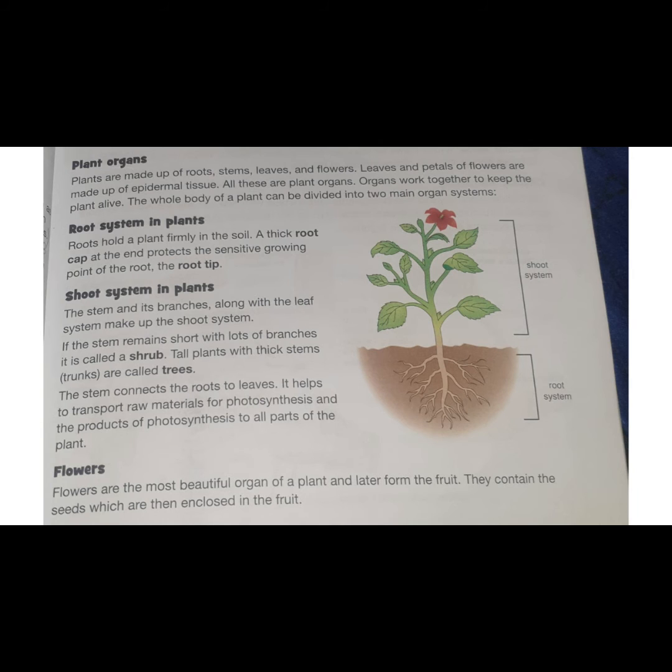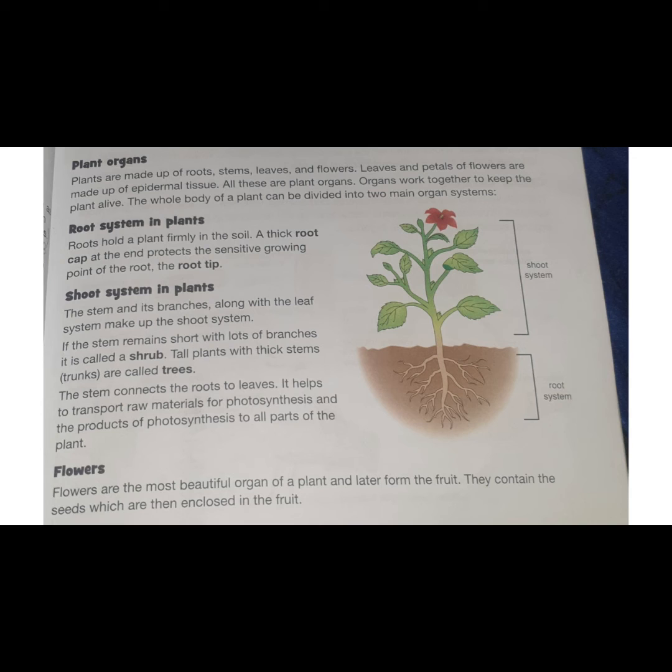Now we can also read it from the textbook. Plant organs. Plants are made up of roots, stems, leaves and flowers. Leaves and petals of flowers are made up of epidermal tissue. However, other types of tissues are also found in these organs. All these are plant organs. Organs work together to keep the plant alive.